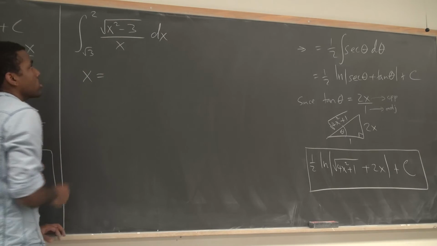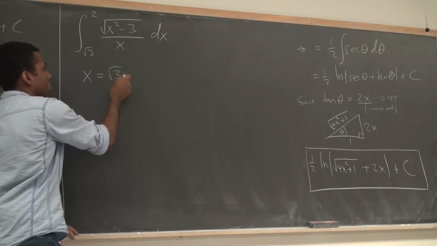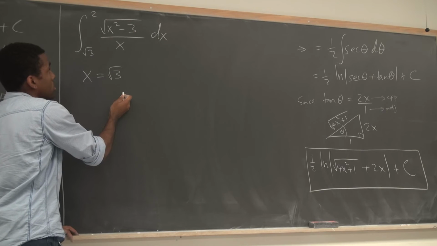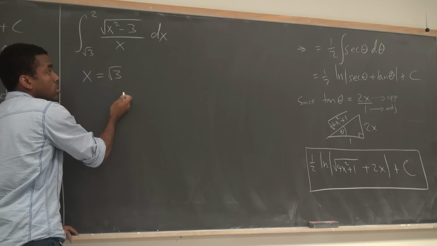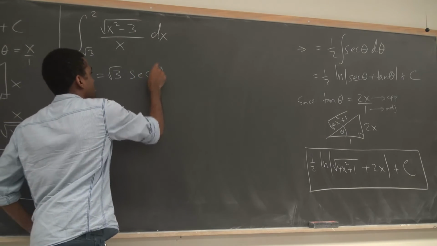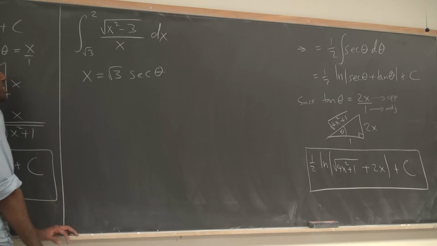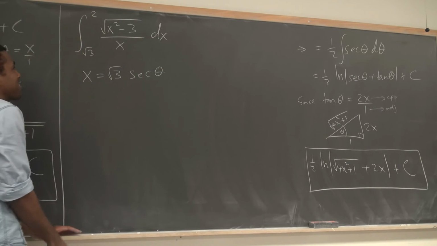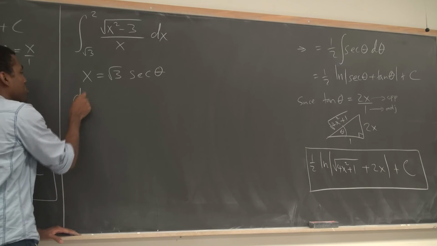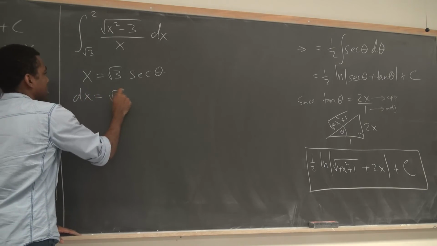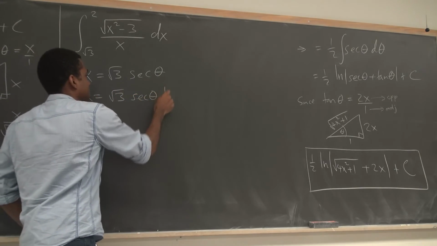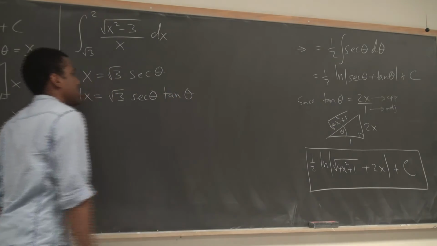x equals radical 3 secant. This is like it's calling out every trig function. Yeah. So dx would be, okay, now it's easy, radical 3 secant theta tangent theta d theta.